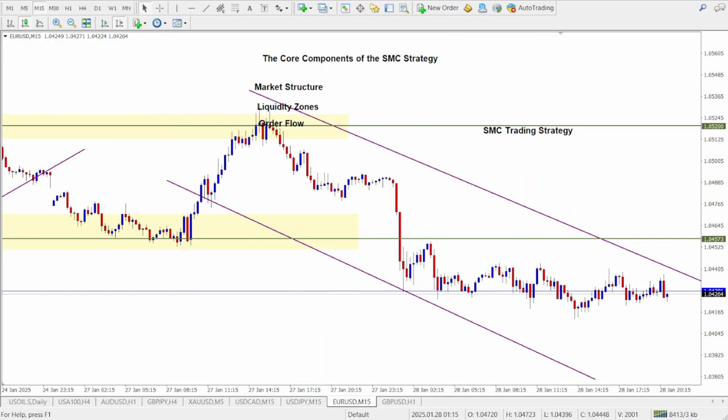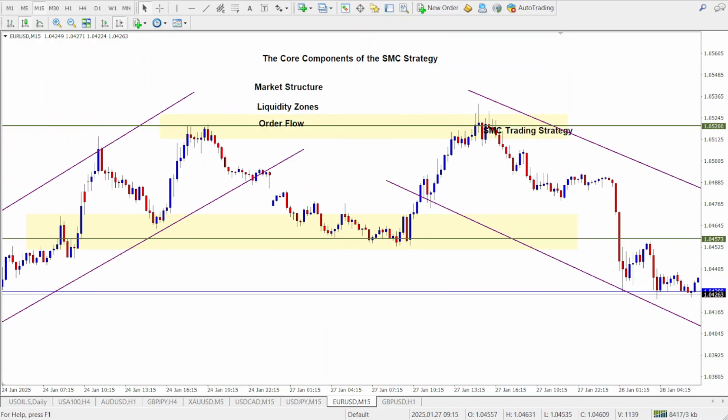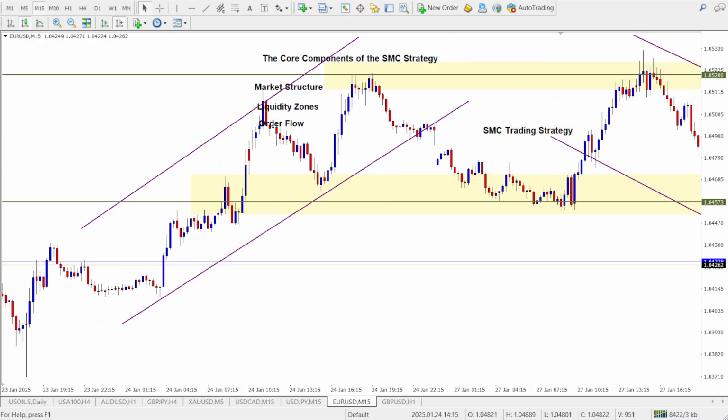One of the first signs that a new trend is forming is when the market breaks a key level of support or resistance. This is a signal that the market is likely to shift its structure. For example, if the market is in an uptrend and suddenly breaks a key support, like what we saw happen around here, it could indicate the start of a downtrend.